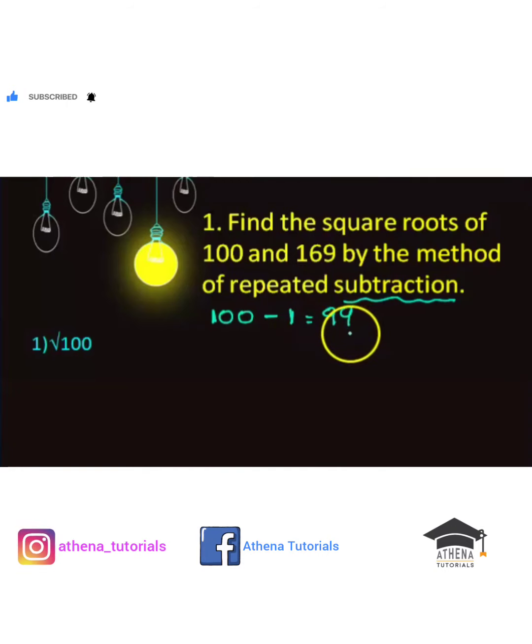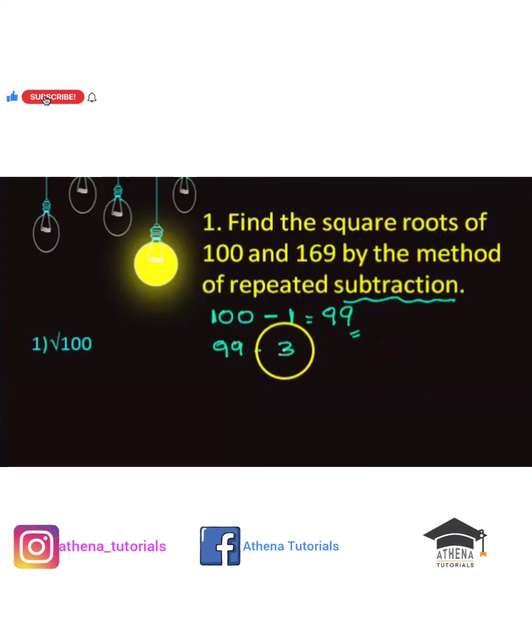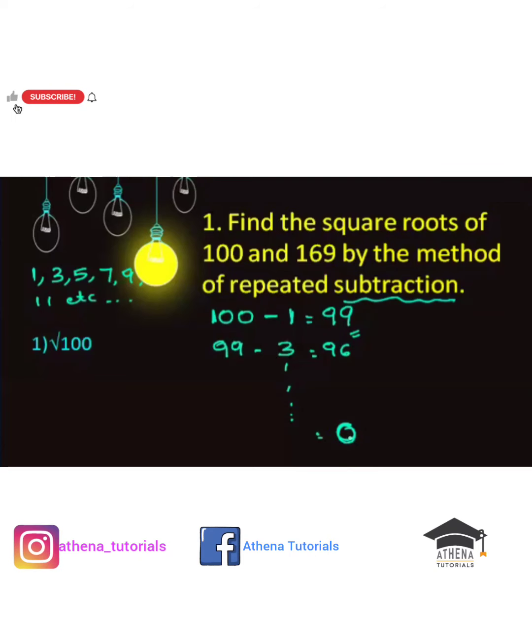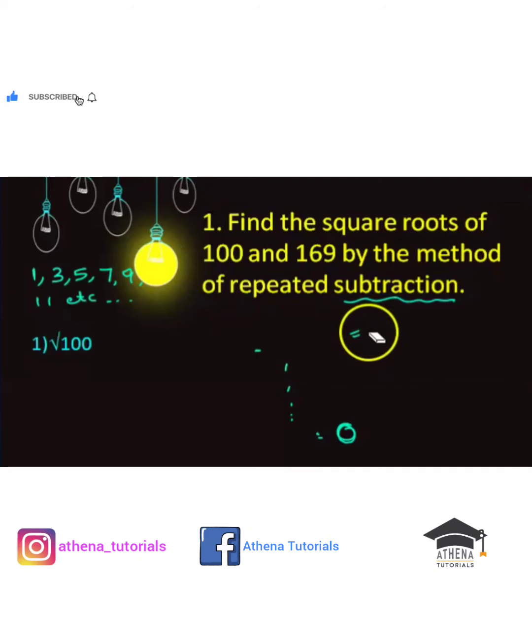100 minus 1 is 99. Then this 99 should be subtracted by the next odd number. After 1, it will be 3. I'll show it here. After 1, it will be 3, 5, 7, 9, 11, etc. It goes on. Likewise, what is 99 minus 3? We'll get 96. We have to continuously subtract until we get the answer as 0. So, let's get started. I'll erase this and I'll start from the first.